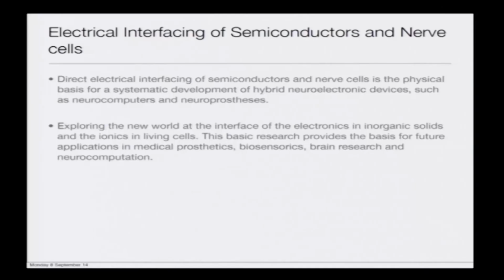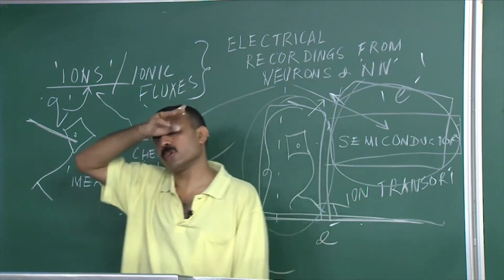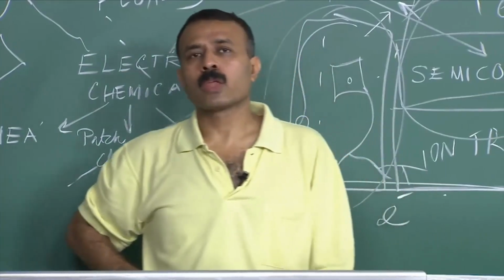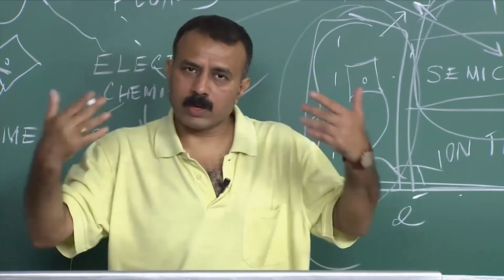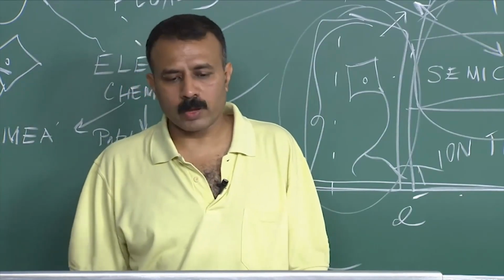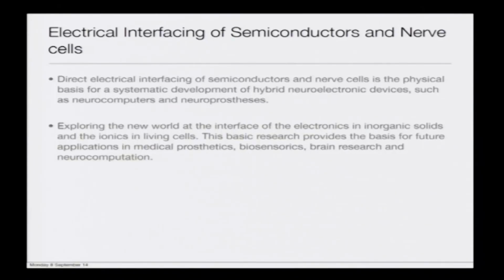Coming back to the slide, the basic research provides the basis for future application in medical prosthesis, biosensors, brain research, and neuronal computation. The algorithms followed by neurons in their computational ability, which you must have observed while we were discussing learning and memory, could be utilized for developing better electronic systems, memory storage devices, and so on. That is why I wanted to close this segment of animal electricity with this interfacing part, where a lot of research is going on all over the world.